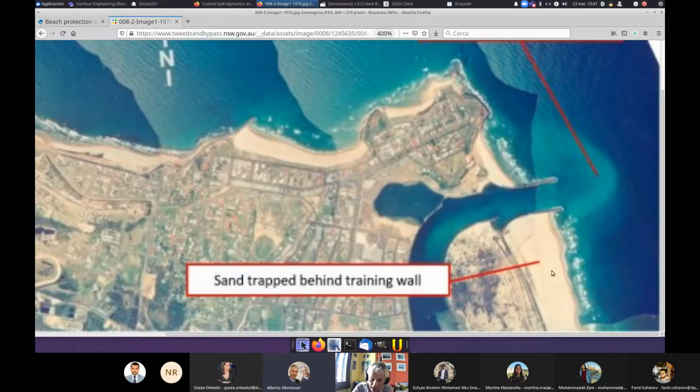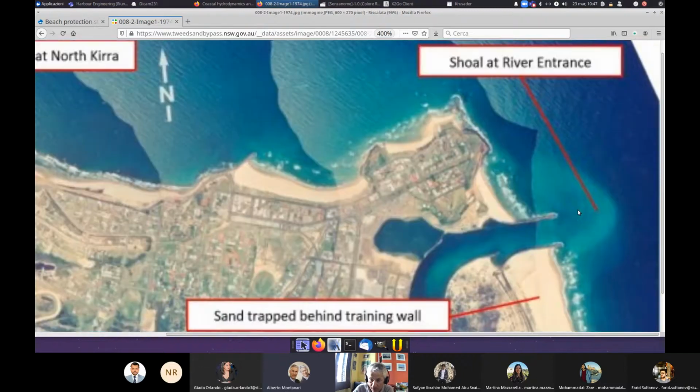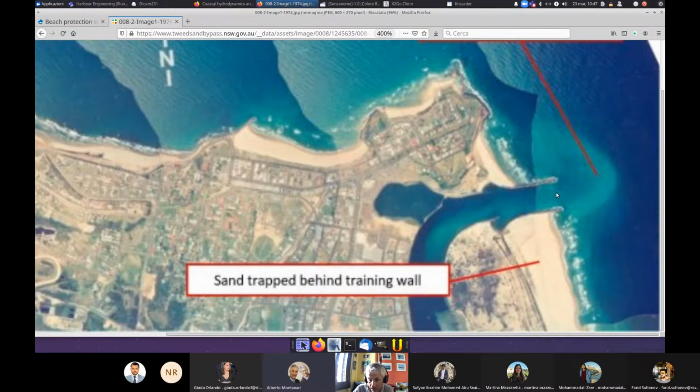But what happened, you can clearly see here. They had a huge deposition of sand updrift, okay, and erosion downdrift. And this erosion also continued along this cape here, around this cape here. So they experienced erosion in these beaches, this one where my mouse is now, and this one.